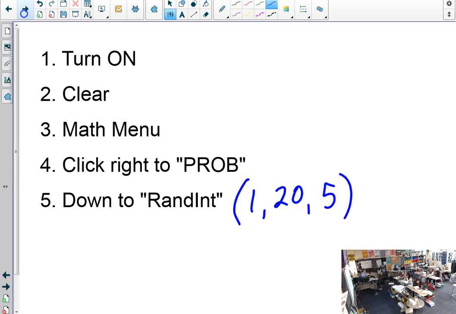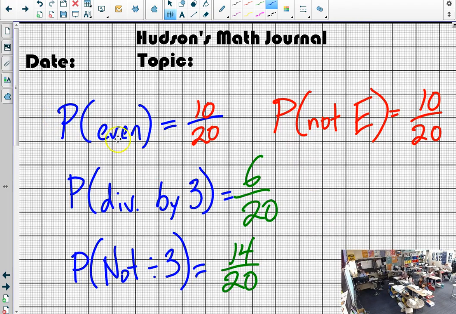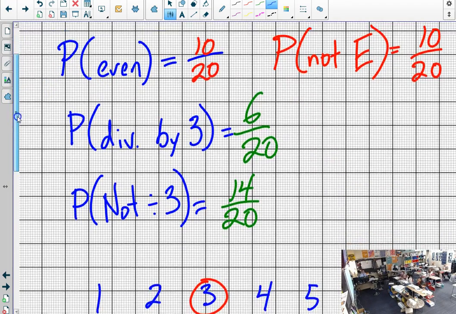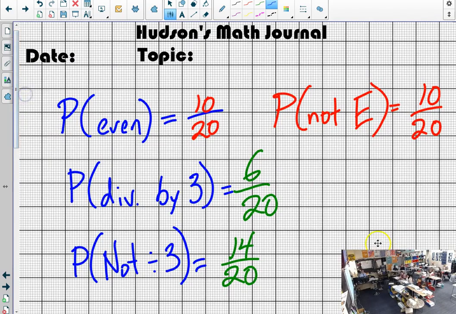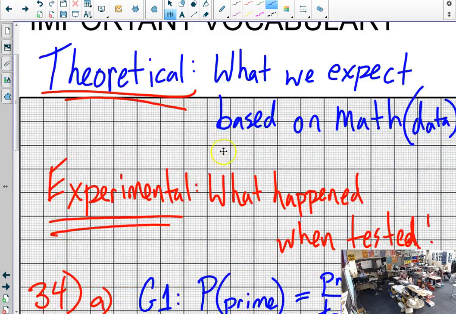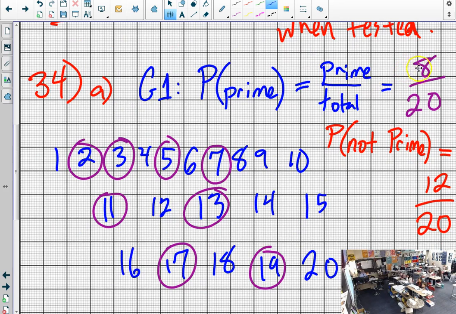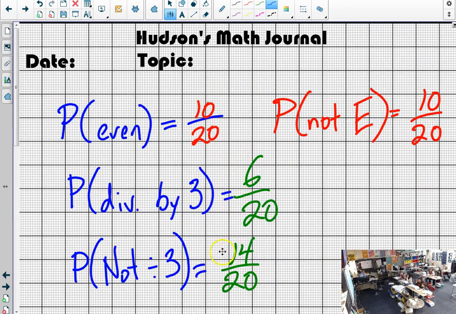Now give me your attention back. Put the calculator on your desk. You needed to know those skills for a moment. If we come back here, what was our first, well, I can go back in our notes. Our first probability for game 1, probability of being prime versus not prime, 8 and 12, right? 8 and 12. Then we had 10, we had 6, we had 14.